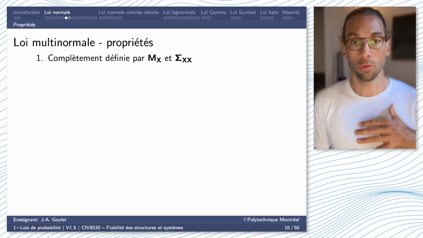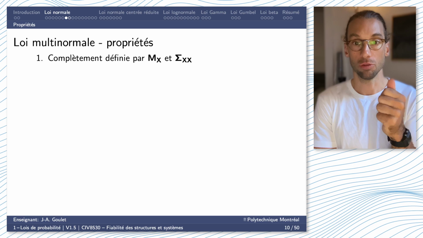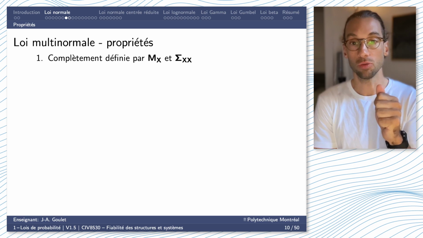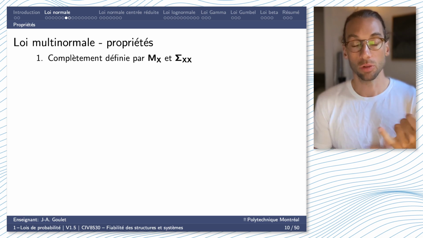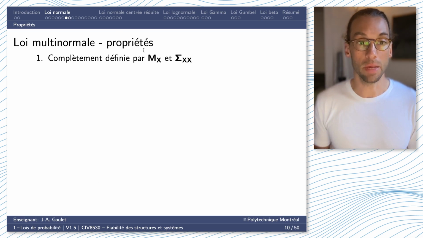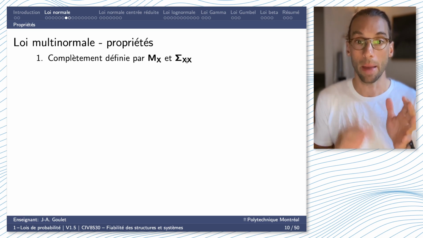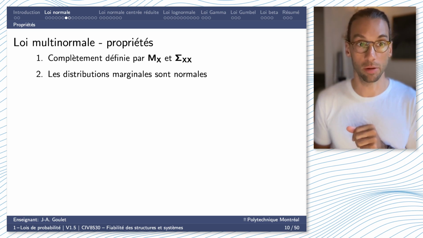Okay, so we're going to look now at the key properties of the Gaussian random variables that are very useful for reliability. So the first one is that they're going to be completely defined by their mean vector and covariance matrices. So once I know these two, I know everything there is to know about my Gaussian random variable.